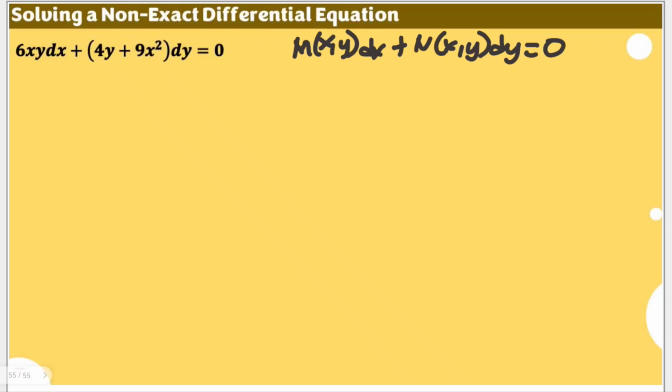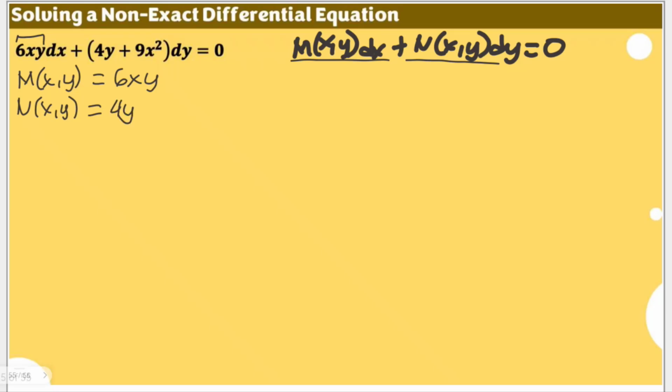So first, let's start with identifying M(x,y) and N(x,y). M(x,y) is paired with dx, so that's simply this one here. You have 6xy. And your N(x,y) is what is paired with dy. You will have 4y plus 9x squared.